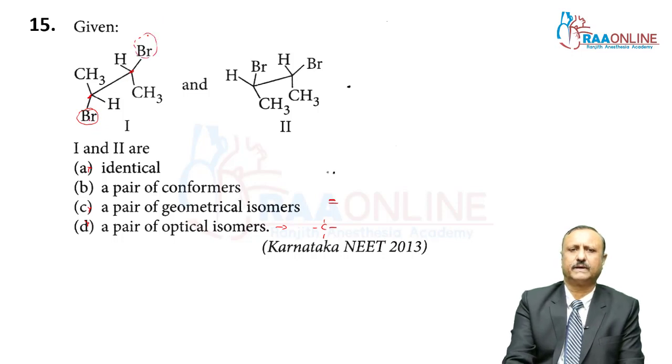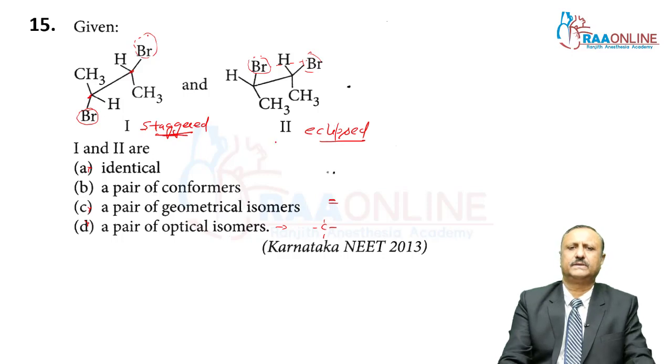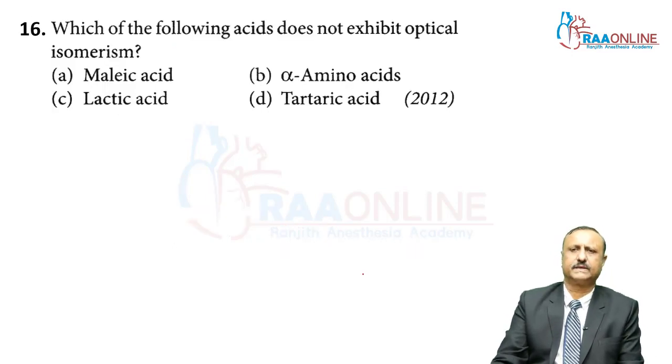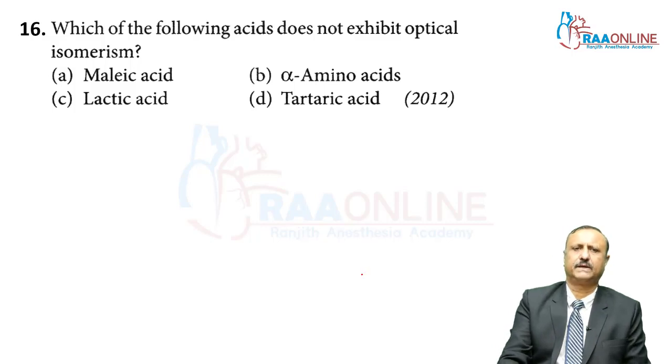That is why this form is called, my dear students, a staggered form. And you can see here in these haloalkanes, Br is present on this side and Br is present behind on this side. So my dear students, it is called the eclipsed form, and eclipsed and staggered forms are present in haloalkanes, and these are called conformers. So my dear students, the answer to question number 15 is B. Now, we can go to question number 16. Which of the following acids does not exhibit optical isomerism? My dear students, what is the concept for those compounds?